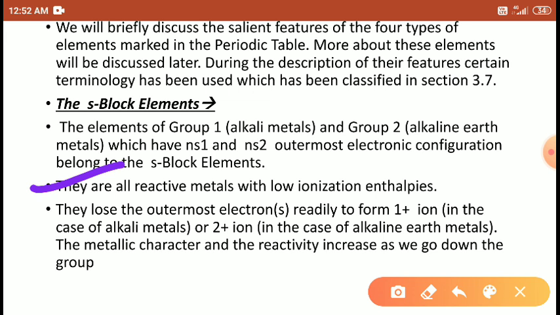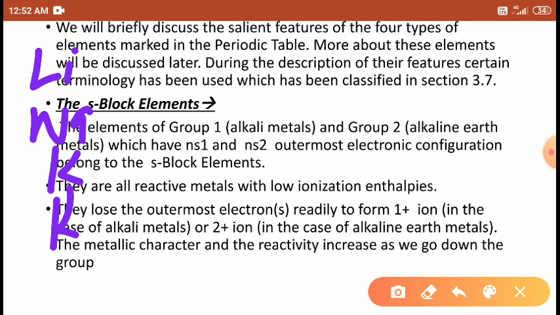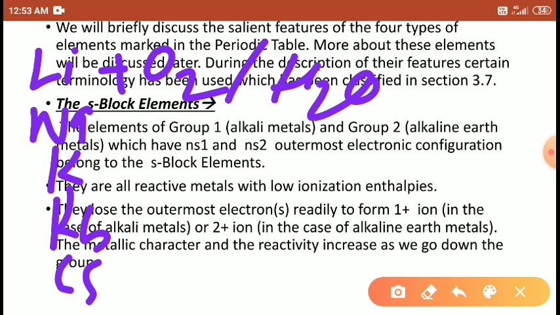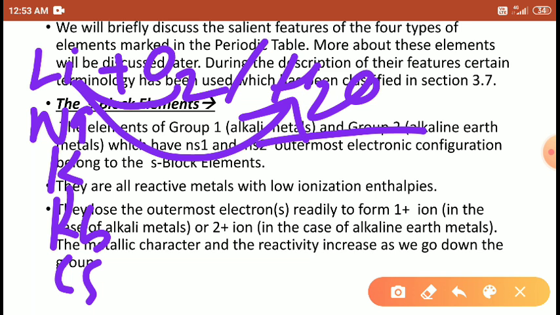They are all reactive metals and have a low ionization enthalpy. What are the group 1 elements? Lithium, sodium, potassium, rubidium, cesium, etc. These are more reactive towards oxygen and water, because they easily react with them and form the respective products. We call it low ionization enthalpy because these are all metals, and they more easily donate electrons to other species.